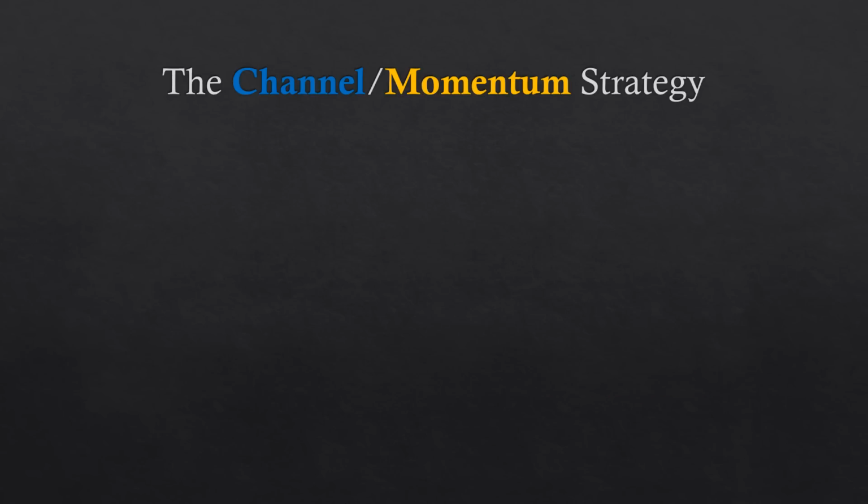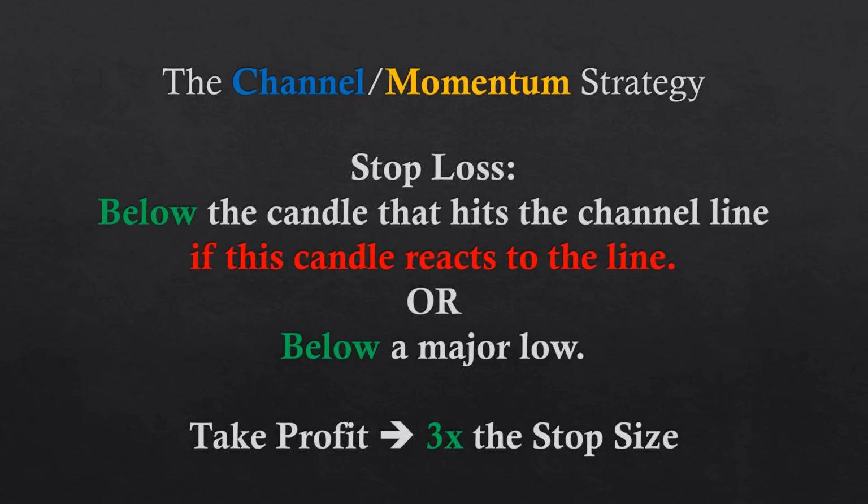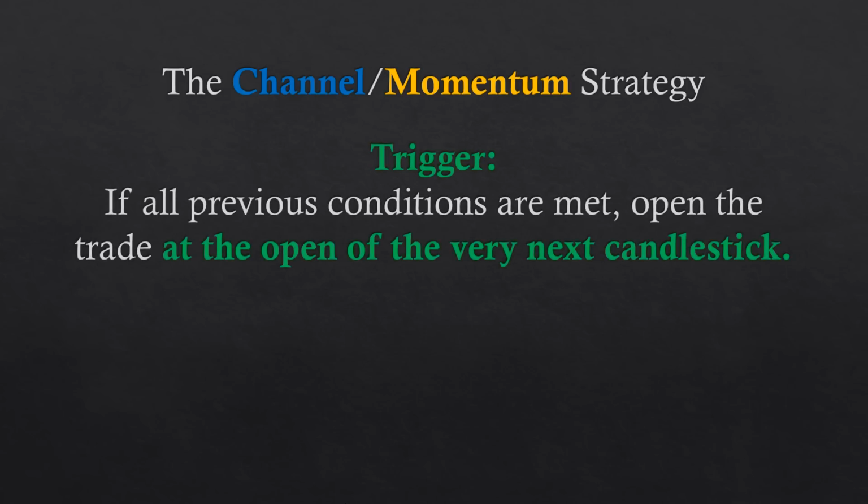The stop loss order can be placed below the candlestick that hits the channel line if this candlestick shows some sort of reaction to the channel line. The stop can also be placed below a previous major low. The target is based on the stop loss size, and it must always be 3 times as large as the stop. If all these conditions are met, you can trigger a long position at the open of the next candlestick.